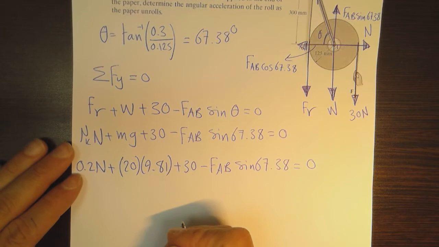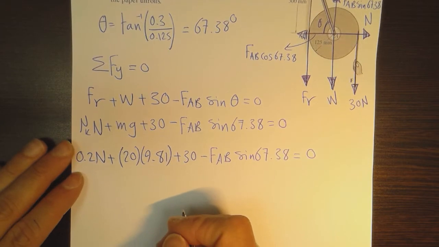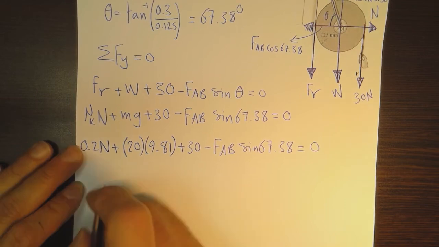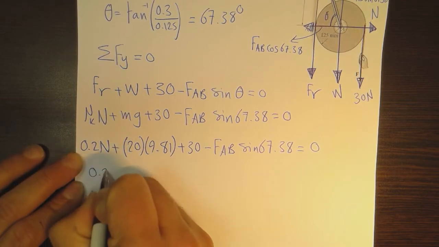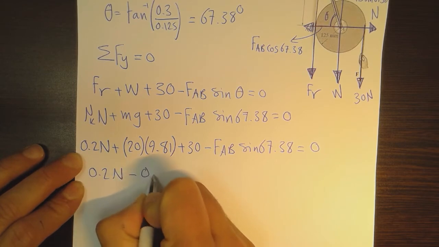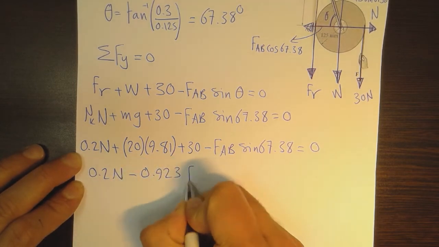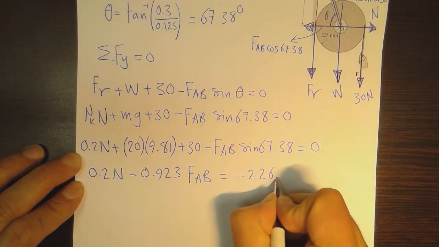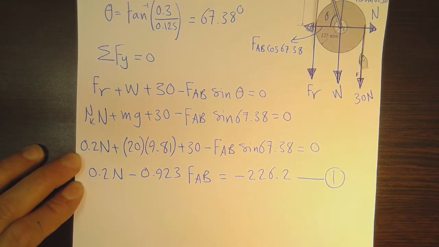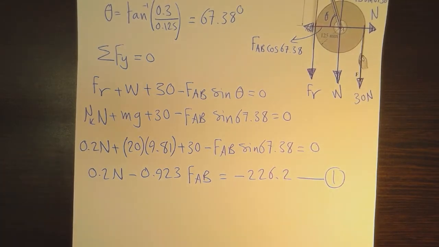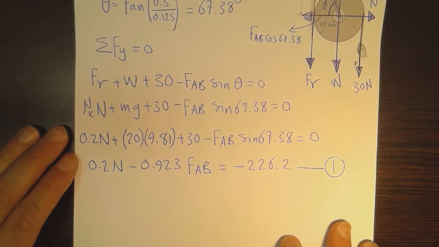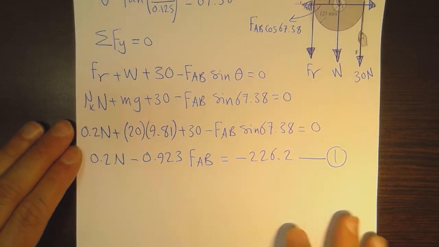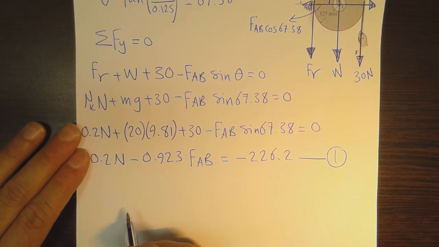And say the whole thing here is equal to, we can rearrange the whole equation and it would equal to 0.2 N minus 0.923 FAB equals to minus 226.2. So this is the first equation that we generated from the summation forces in the y direction. Now we will need to have a look at the summation of forces in the x direction.